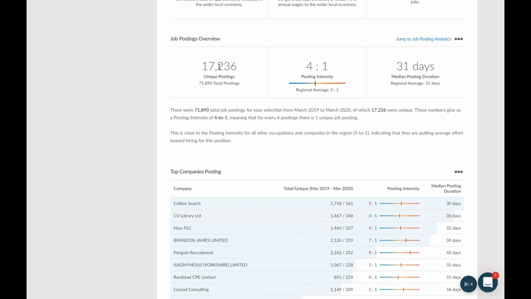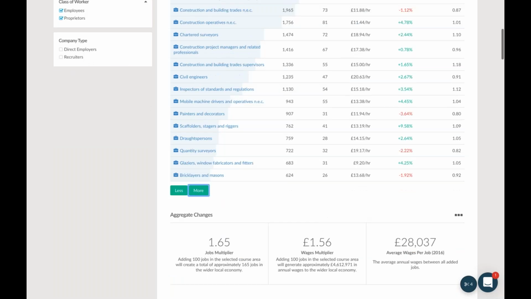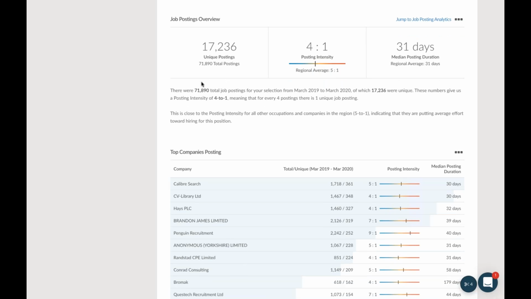We can then see the activity in real time. So in the last 12 months. So again, just to show you where we could change that, we could look at the last 12 months, or we could change it and look at the last few months. So just to look at the last 12 months, there have been 17,000 unique job postings in the area relating to these construction trades. So in totality, nearly 72,000 jobs.